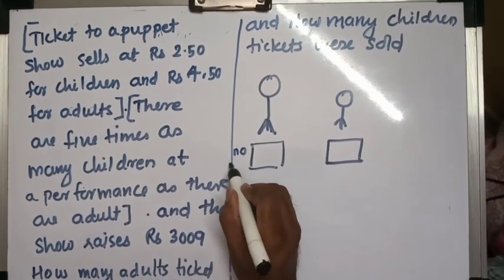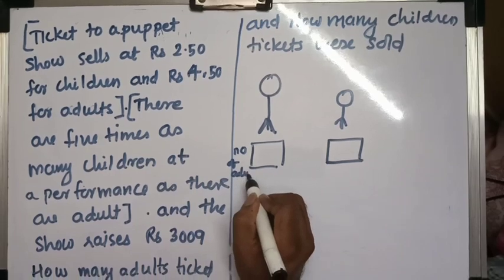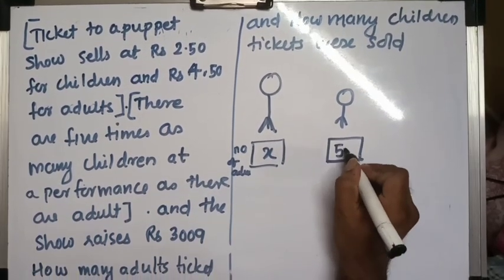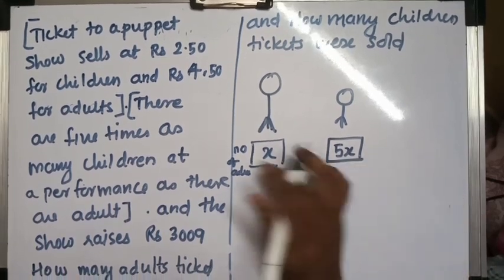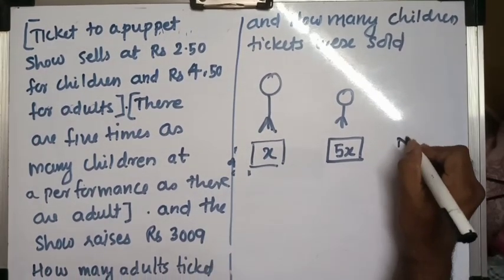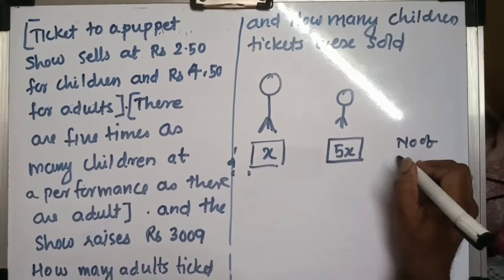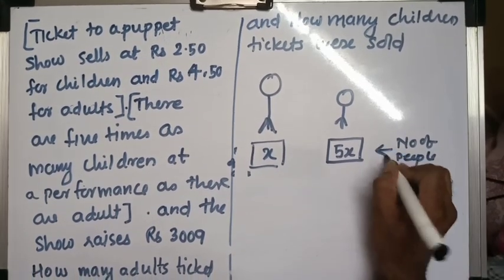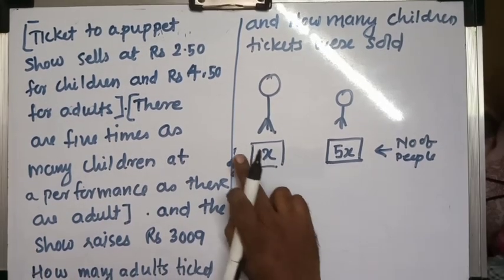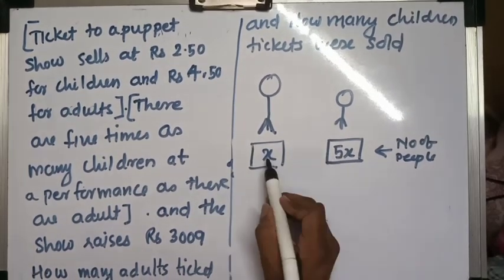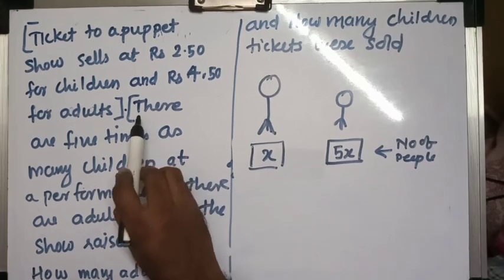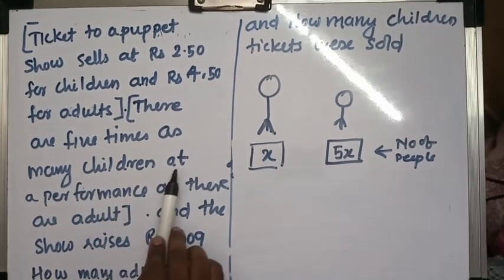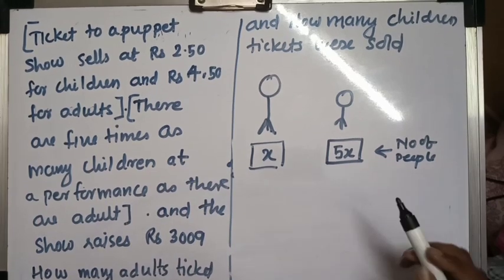तो मेरे को पता नहीं है ना number of adults कितना है. तुम्हें लेगा let number of adults be x. So number of children will be how much? 5x. Getting children? So I write it here. This is number of people. Okay. So number of people, adult is x. I took it as x, and here 5x. Why I took it as x and 5x? Because your question says there are 5 times as many children at the performance as there are adults.